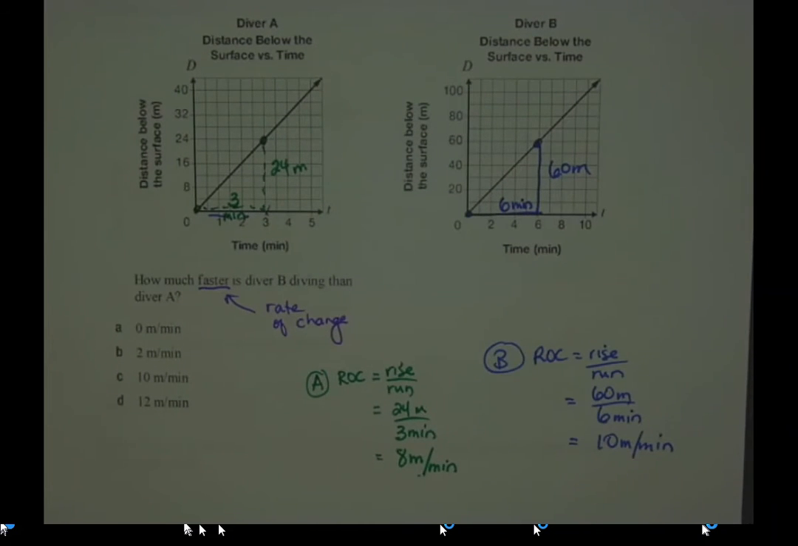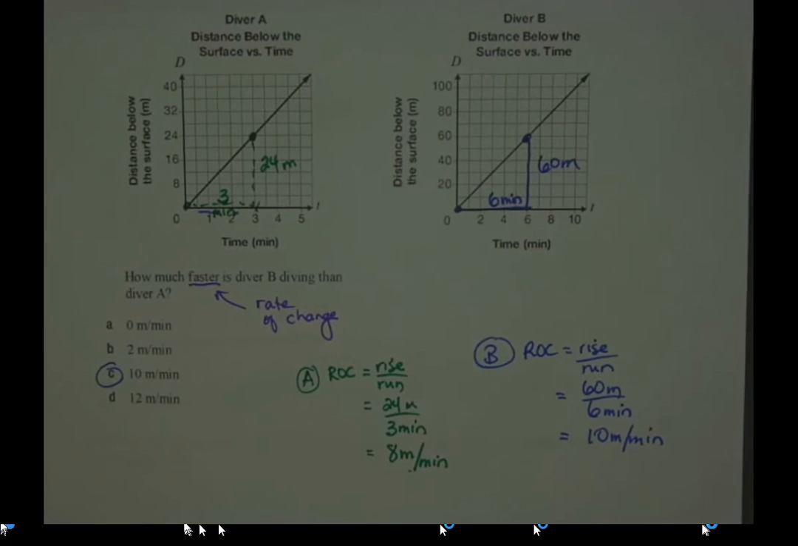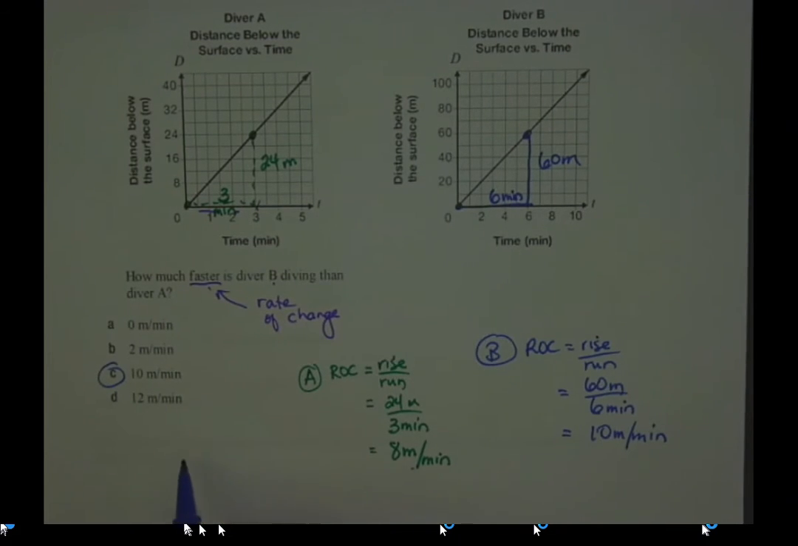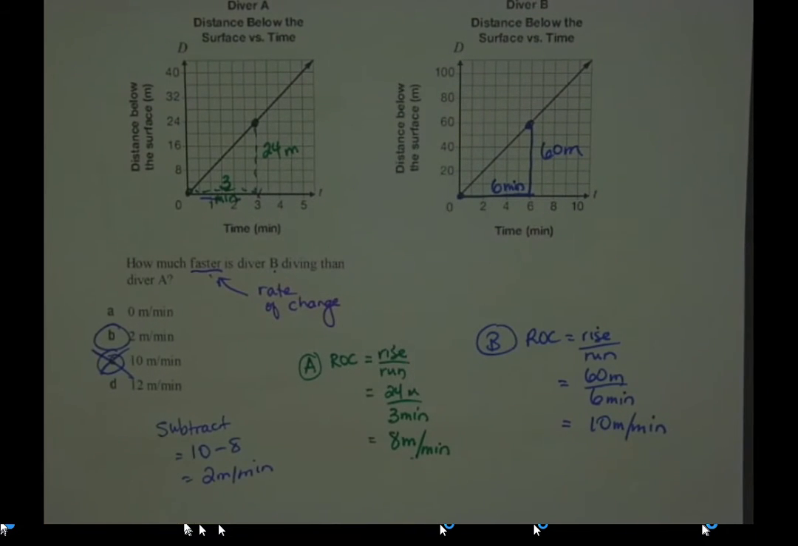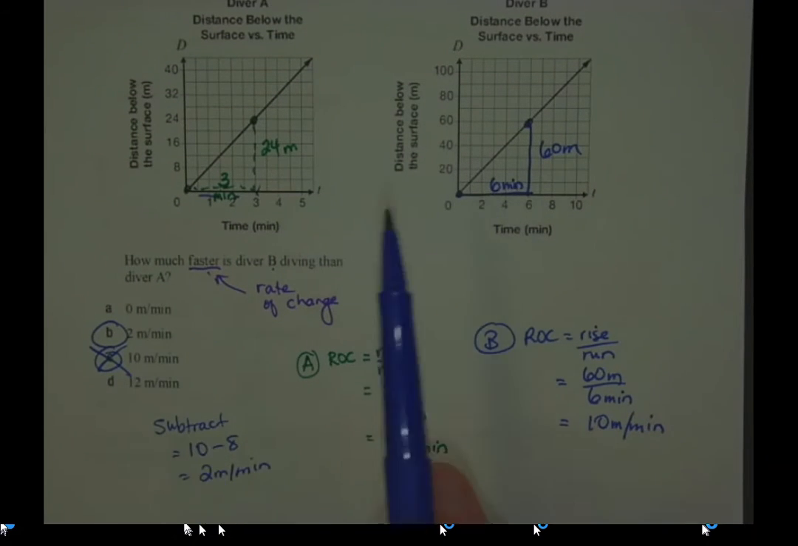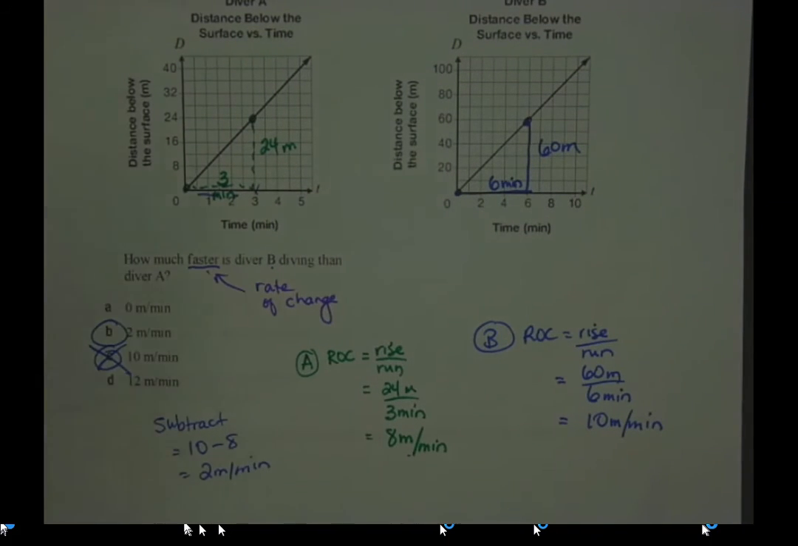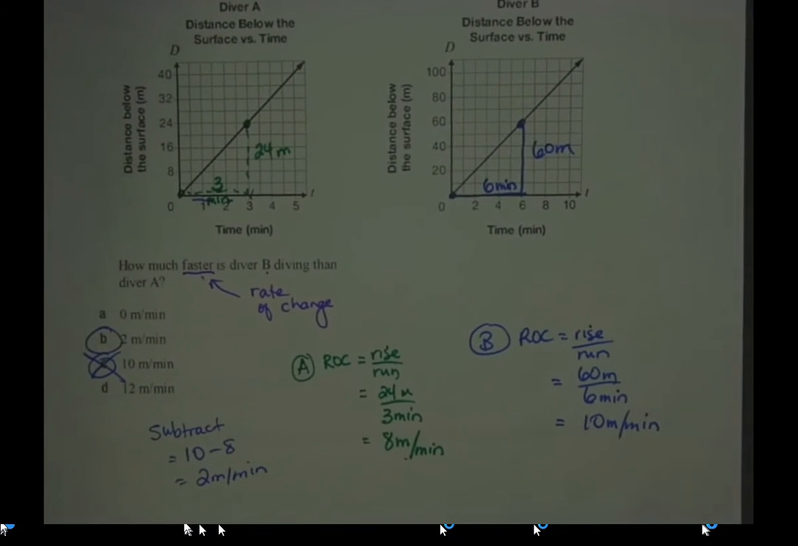So you look at that and say, well, okay, should it be answer C? No, we want to find how much faster diver B is versus diver A. To find how much faster, we can subtract these. All right? To get my answer there. Okay? So again, we're comparing rates of change. This one we were subtracting because we wanted to find the difference between the two speeds of the divers.